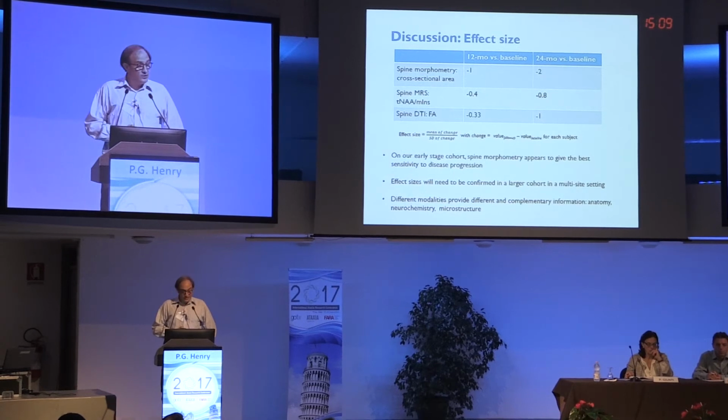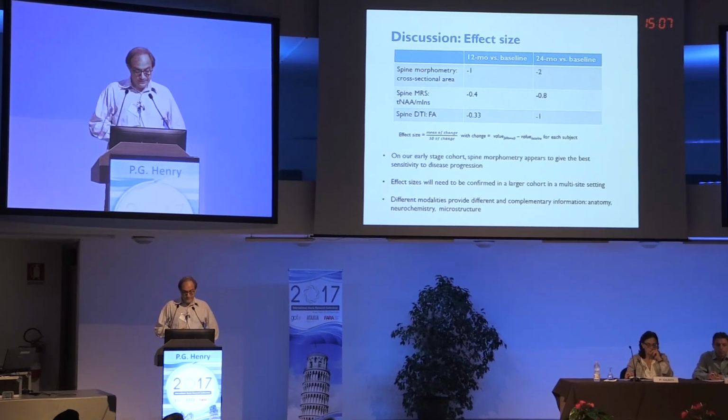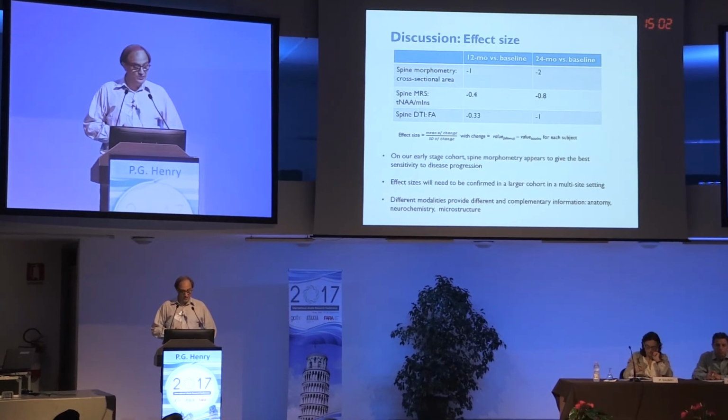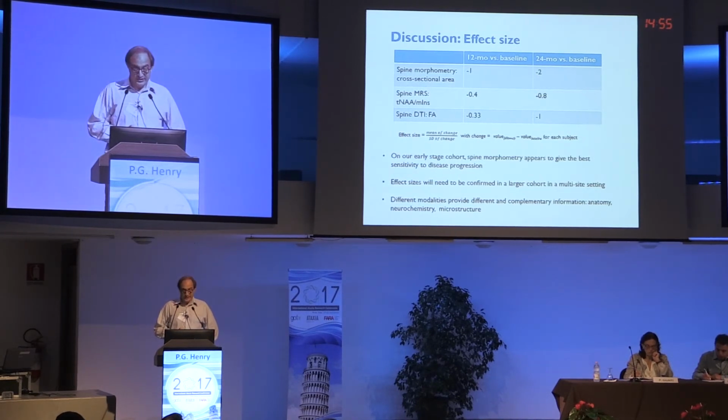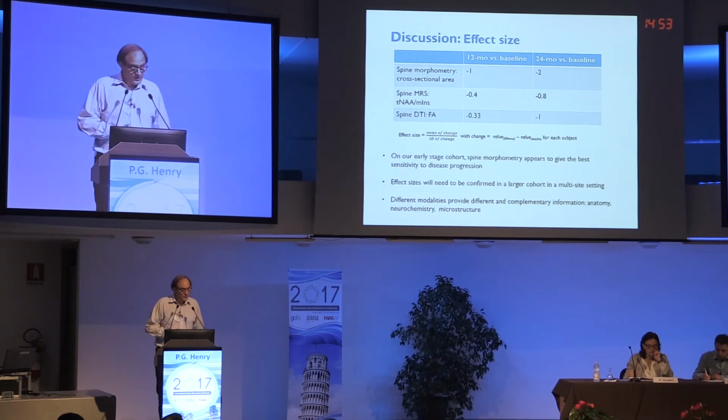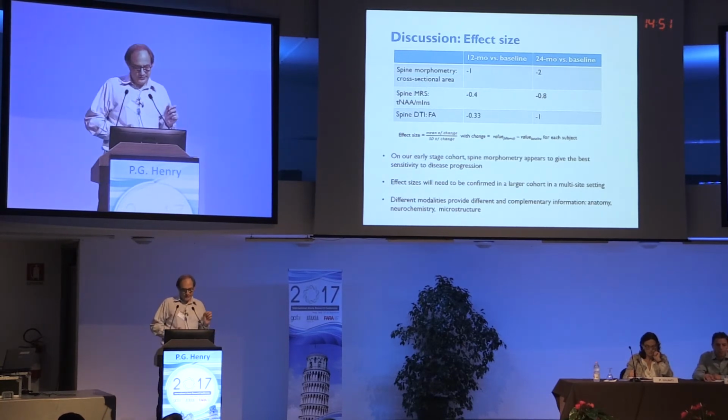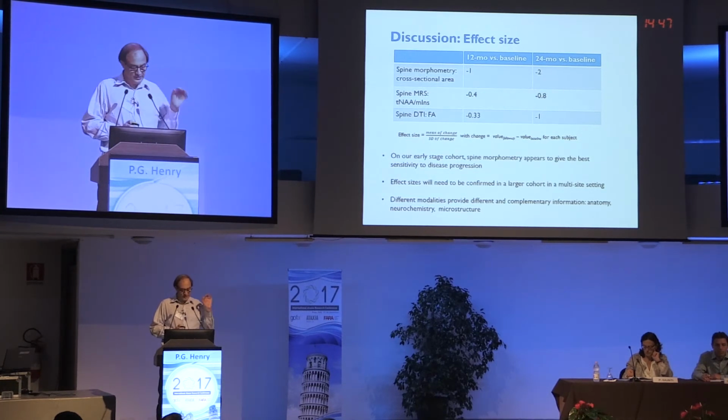So our early-stage cohort shows that spine morphometry appears to give the best sensitivity to disease progression, but effect sizes will need to be confirmed in a larger cohort in a multi-site setting. And one point I want to emphasize here is that even though the spine morphometry gives the best effect size, the different modalities give different and complementary information, so not only on anatomy, but also on neurochemistry and microstructure.